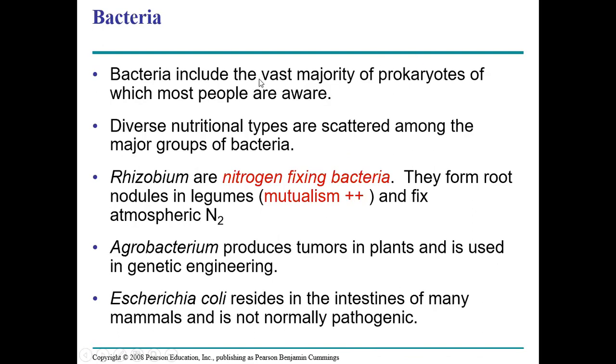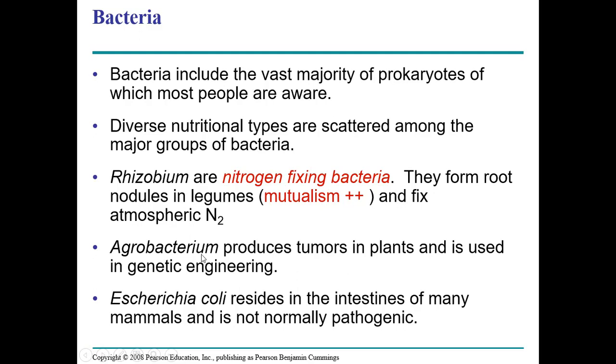Okay. Bacteria include the vast majority of prokaryotes, which most people are aware of. Diverse nutritional types are scattered among the major groups of bacteria. All these things we have discussed. Rhizobium are nitrogen fixing bacteria. They form root nodules in leguminous plants. Mutualism means both organisms are getting benefited. The bacteria is getting a place to live, whereas the plant is getting fixed atmospheric nitrogen for its photosynthesis.